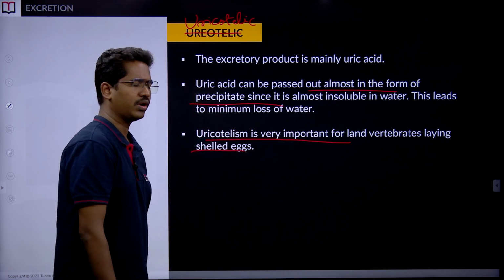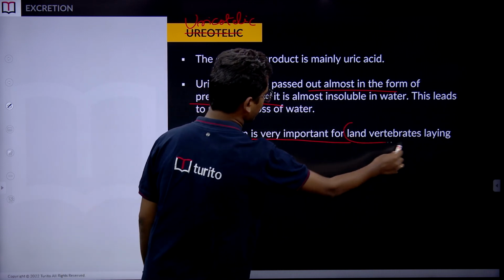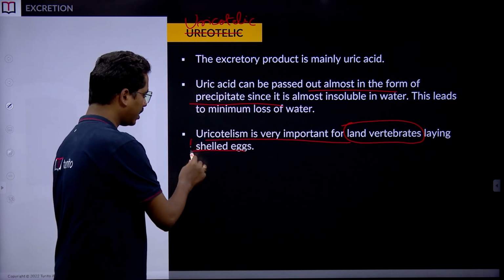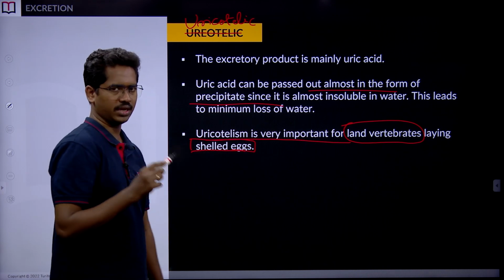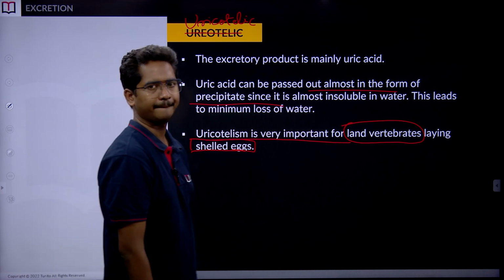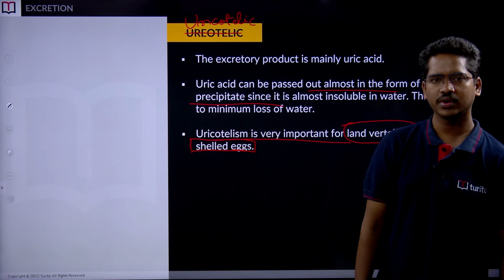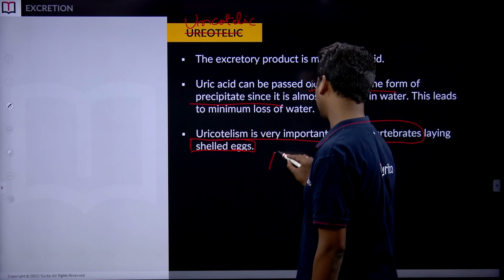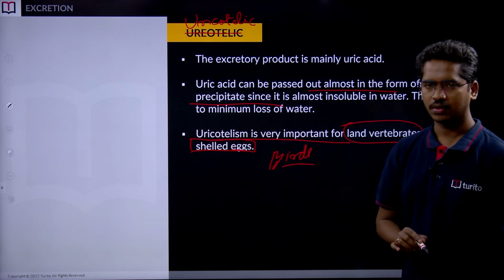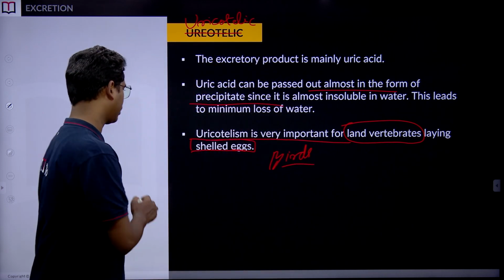Can you guess what we are referring to here? It is referring to those organisms which live on land and have a backbone. The second condition is they lay shelled eggs, eggs with shells. So which organism is referred to here? Who can guess? Correct. So it is quite simple, you are guessing birds. So birds are the ones which give out uric acid.